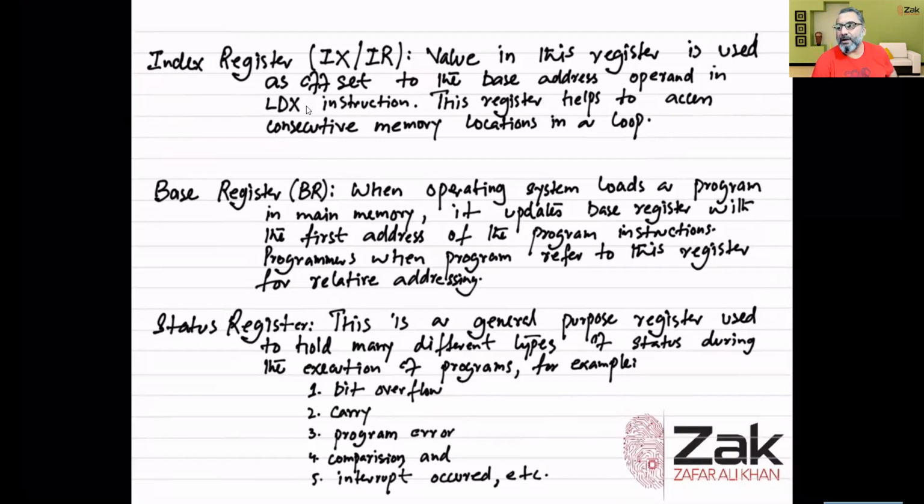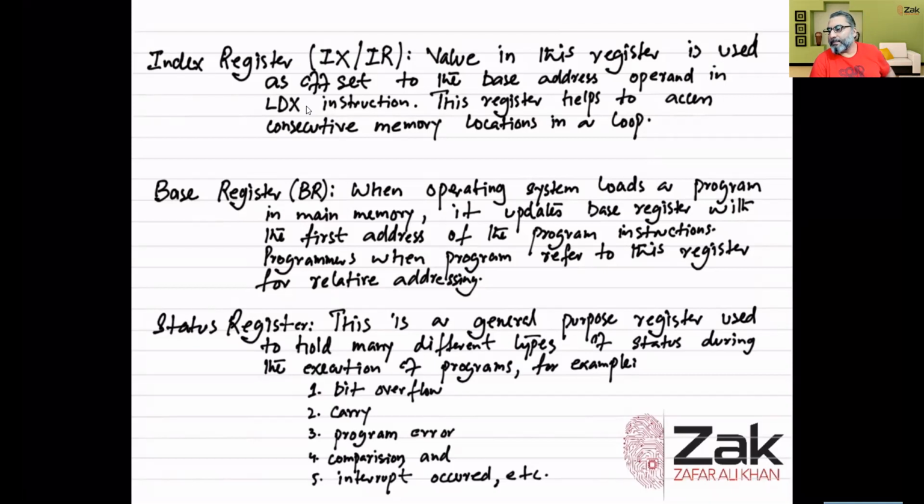We will discuss it later. So let's just discuss the status register now. And we will discuss index register and base registers later when we study memory addressing techniques. So the status register is used when an instruction requires some form of arithmetic or logic processing. Each bit in this register is known as a flag.